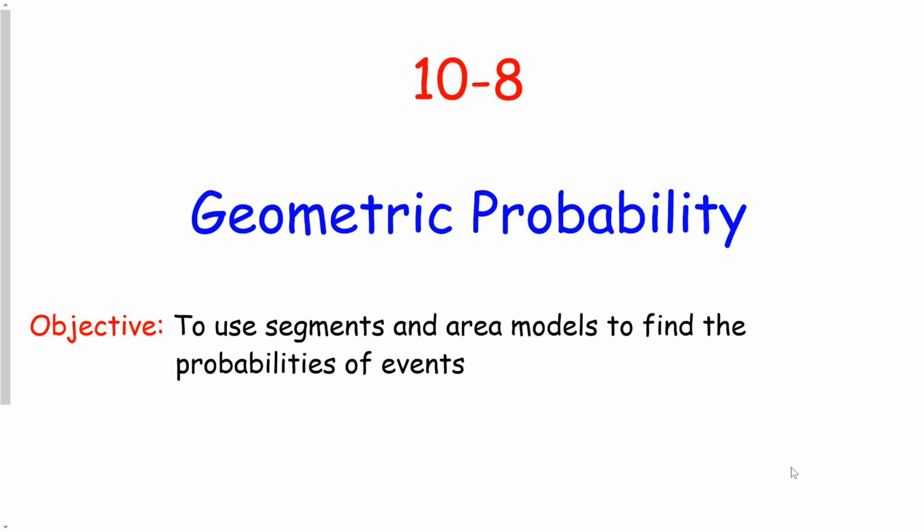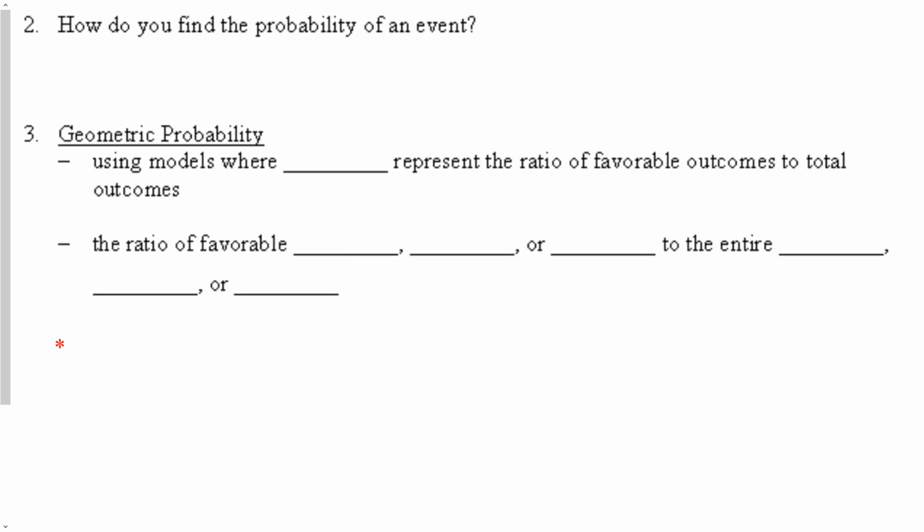10-8, geometric probability. Before we can talk about what geometric probability is, we have to try to remember, how do you find the probability of something happening? If you think back to earlier math classes that you've had, you've done this with examples that involve flipping a coin, choosing a card out of a deck of cards, rolling a die.